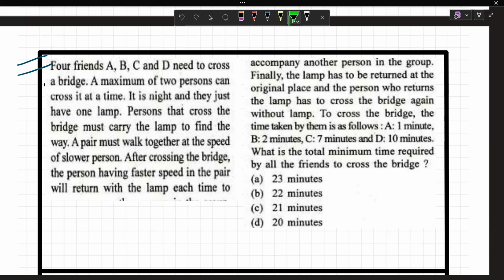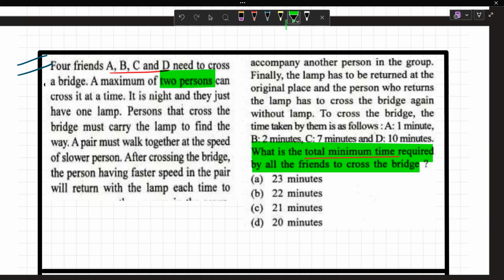Now let us read the question first. What is the total minimum time required by all the friends to cross the bridge? That means there would be few friends who would be crossing the bridge. We need to find the minimum time required. Now let us read the question. Four friends A, B, C, D need to cross a bridge. A maximum of two persons can cross it at a time. So maximum of how many persons? Two persons can cross it.